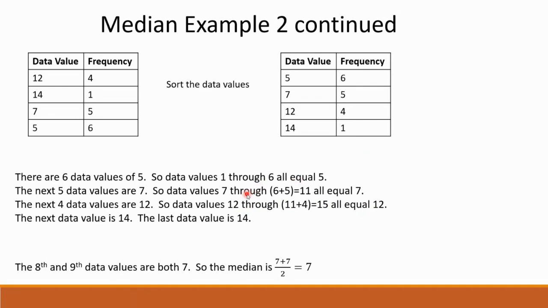We can see, though, that the 8th and 9th data values each equal 7. So the median is this. I know if they're the same, you don't have to do this average, but I'm just reminding you, you do take the average of those two numbers always. If they were different here, then you would have to. But if they're the same, they're both 7, and the average of 7 with itself is just 7.